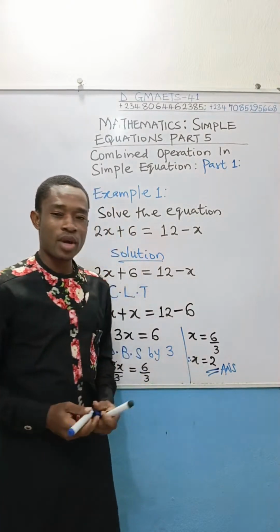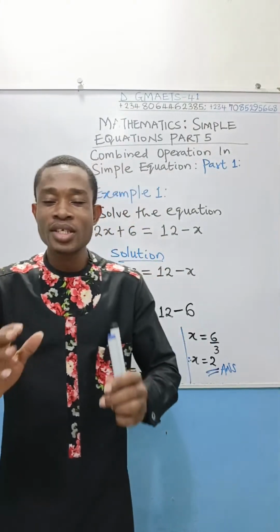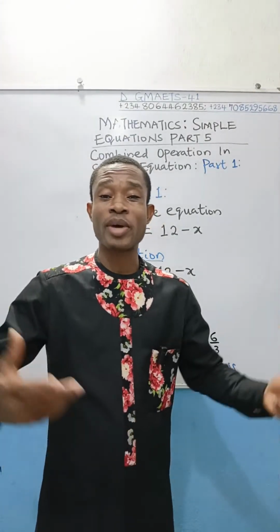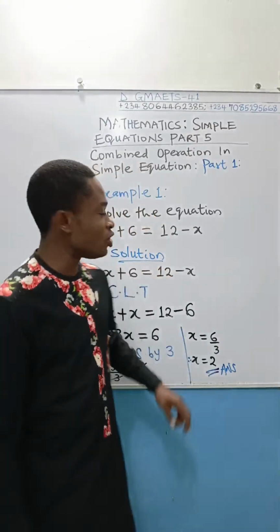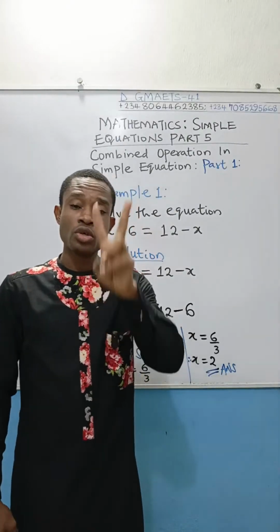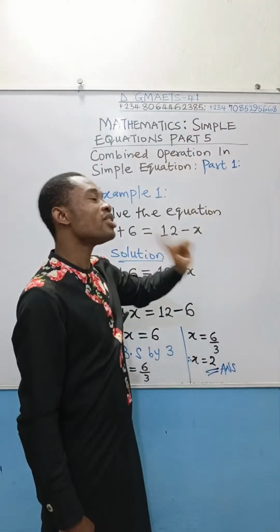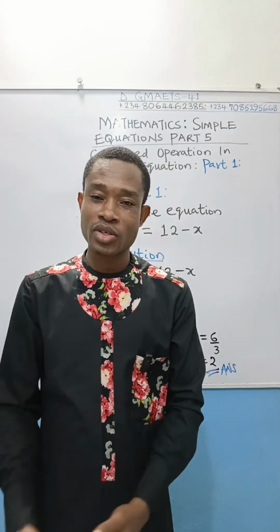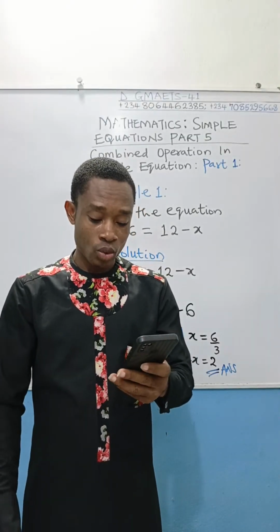So you see how we are able to solve this question step by step. When it is time to collect like terms, we collected like terms. When it is time to divide both sides by the coefficient of the unknown, we applied that principle. So you see, in just one question, we used 2 principles. That is the whole idea of combined operation in simple equation. And I hope, my dear basic scholars and all of you who connected to this class, you understand what is there.